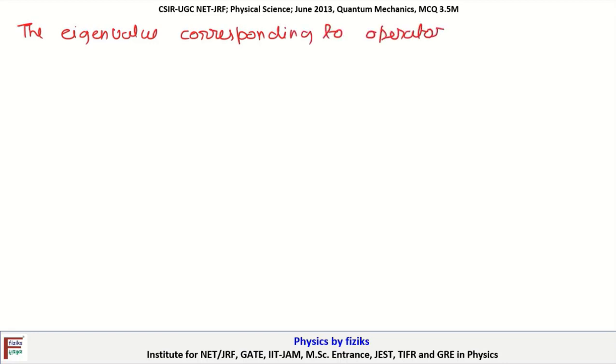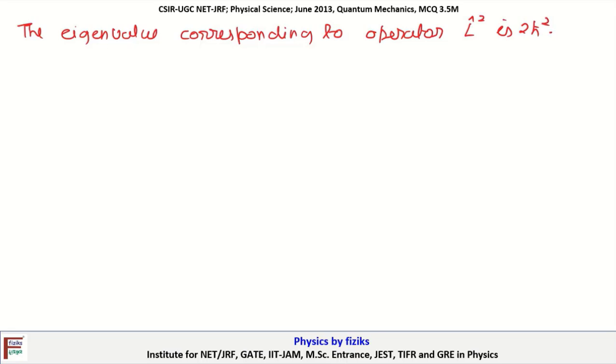Thus the eigenvalue corresponding to operator L square is 2 h cross square.